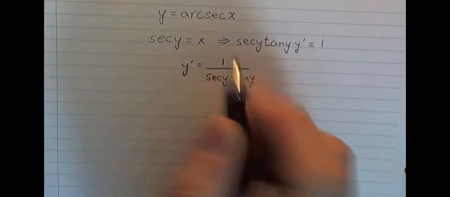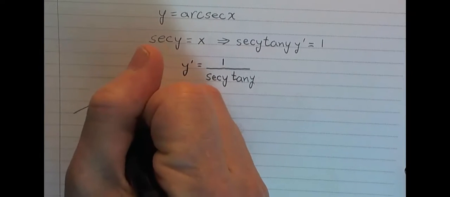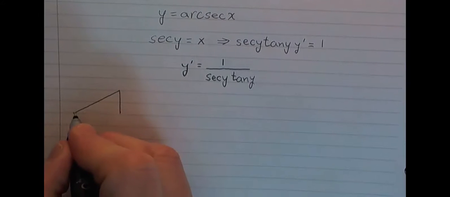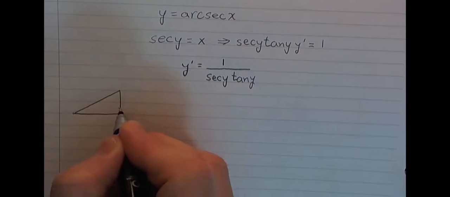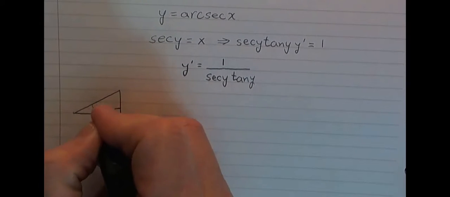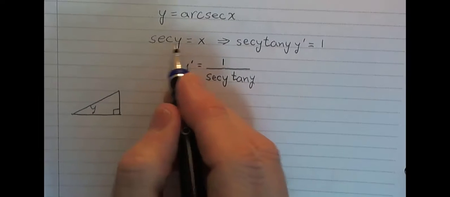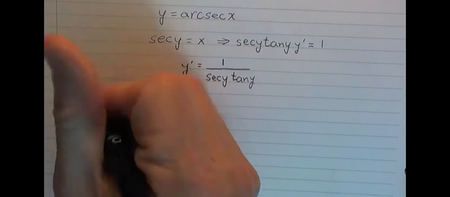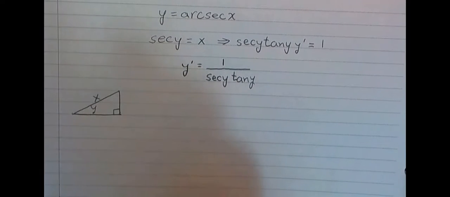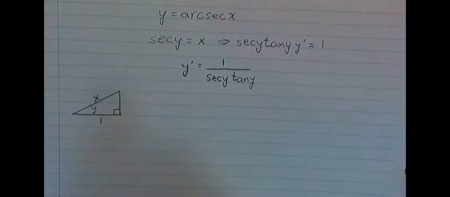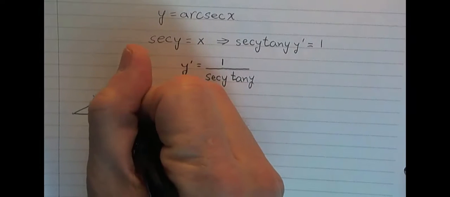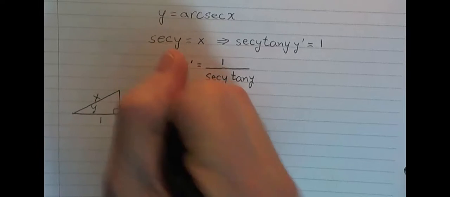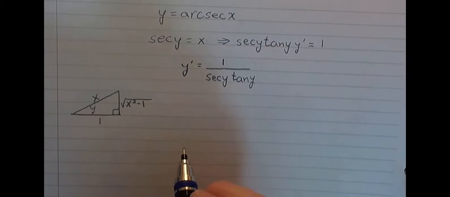Now, I need to go back and draw a triangle like always and figure out what secant y tan y is. Okay, so here's my right triangle, and I've got y here. Now remember, secant is going to be hypotenuse over adjacent. See? And then this over here would be the square root of x squared minus 1, using the Pythagorean theorem, the opposite side.